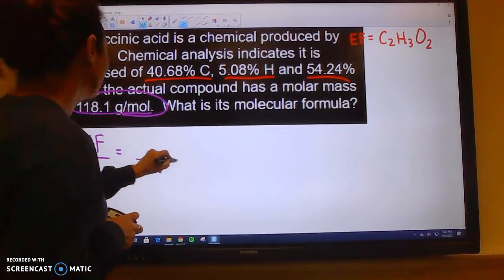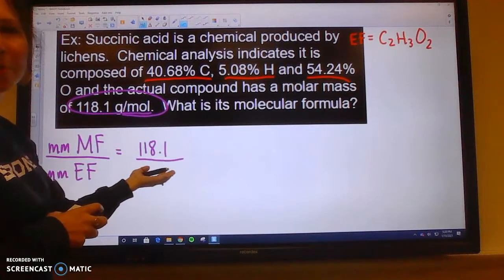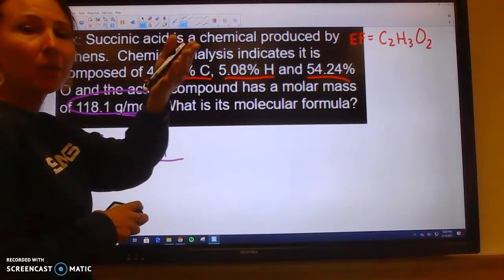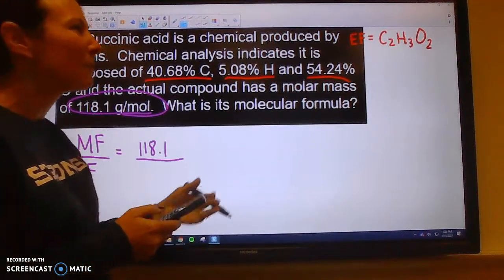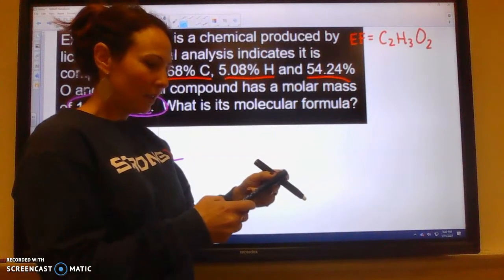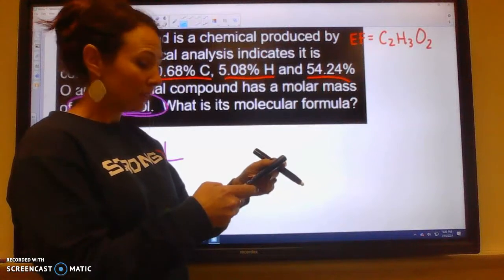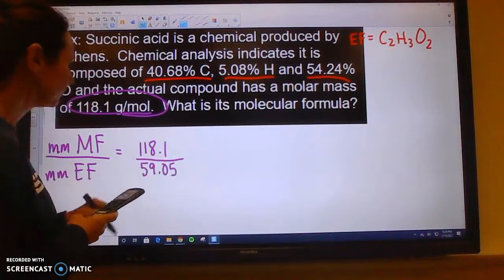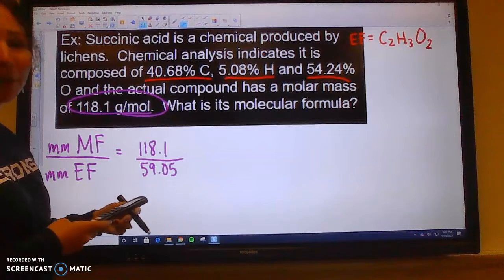All right? Now I'm going to erase this, and we're going to do this math. So the molar mass of the molecular formula is always given in the problem. It's 118.1. I'm not going to put my units in because it's going to be the same units as that molecular formula. I just have to figure out what all that adds up to equal. So 118.1 divided by, well, what's the molar mass of C2H3O2? We have 2 carbons, so that's 24.02 plus 3 hydrogens, 3.03, plus 2 oxygens, that's 32. So this is 59.05. 118.1 divided by that gives us perfectly 2.